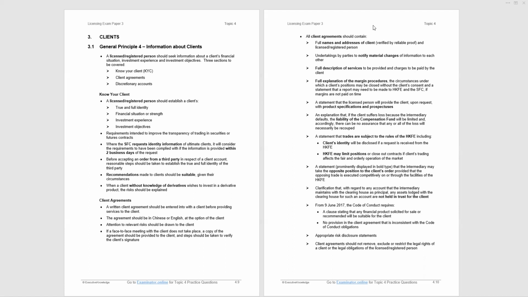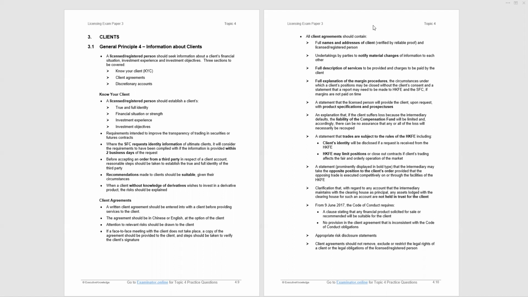Now, the limit is stated with regard to the investor compensation fund. A statement that trades are subject to the rules of the futures exchange, including client's identity, will be disclosed if it's requested by the futures exchange, and the futures exchange may also limit positions or close out contracts if the client trading affects fair and orderly operation in the market. So these points that I'm highlighting are very specific to paper 3 and futures trading.